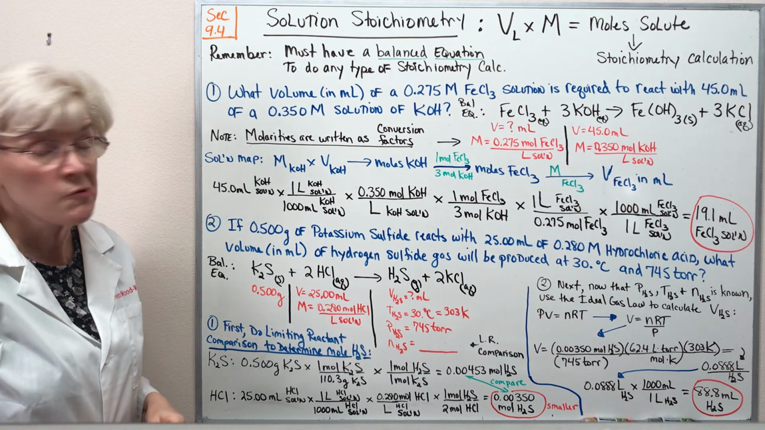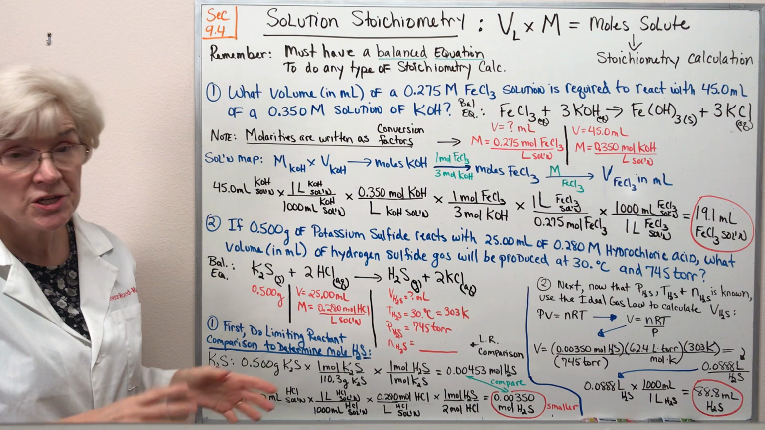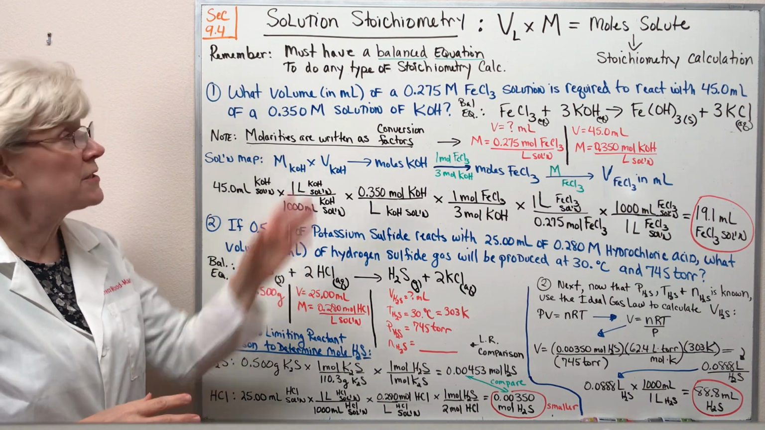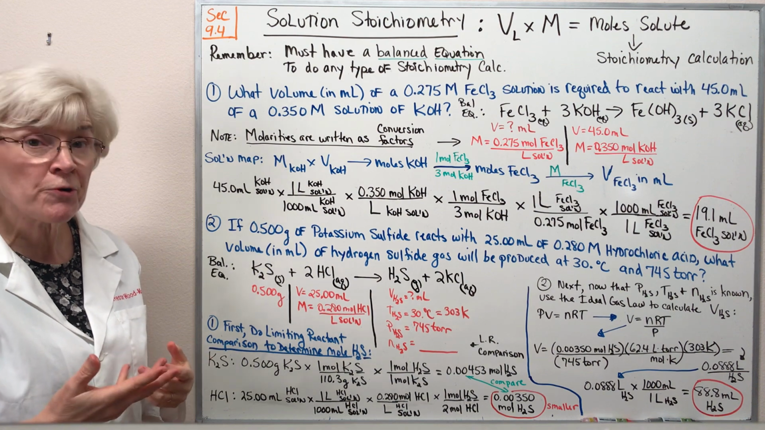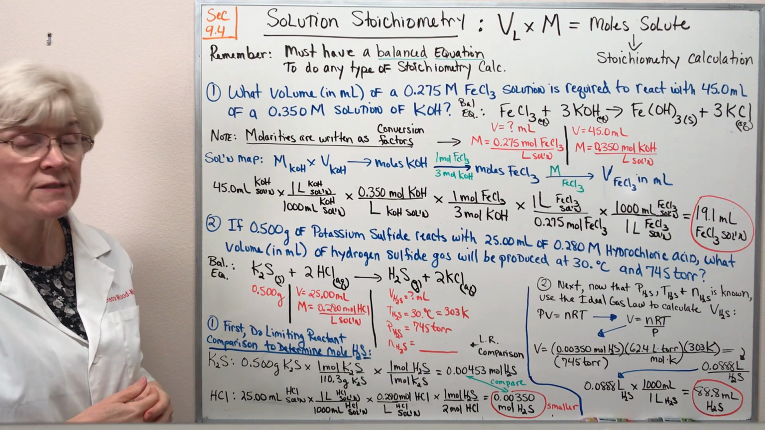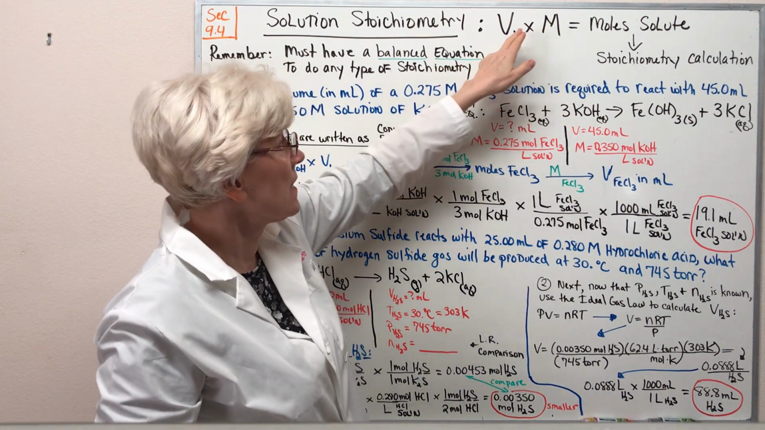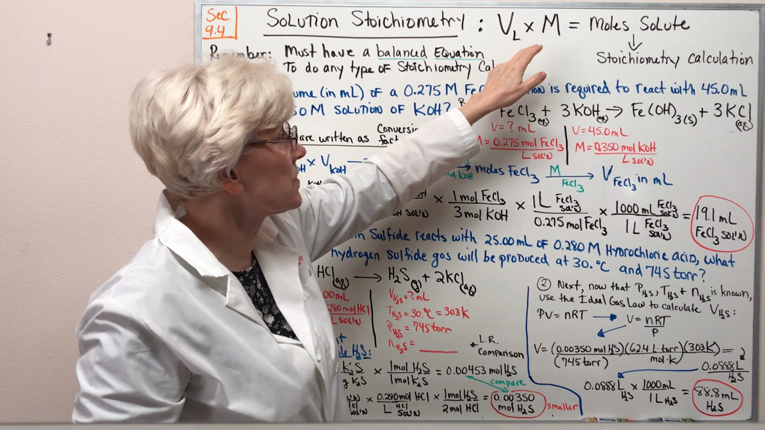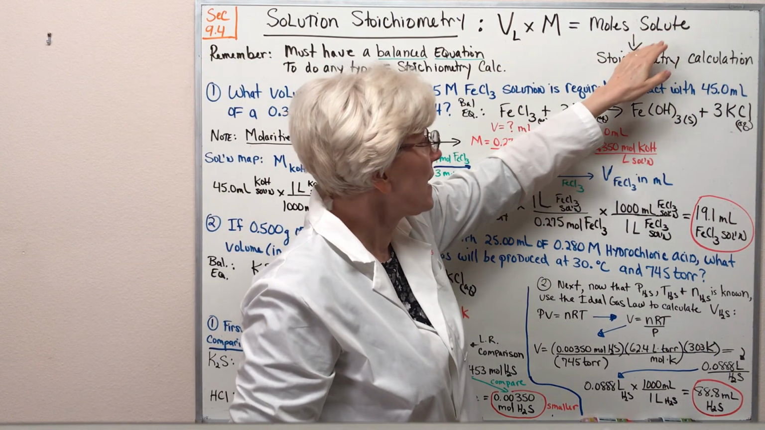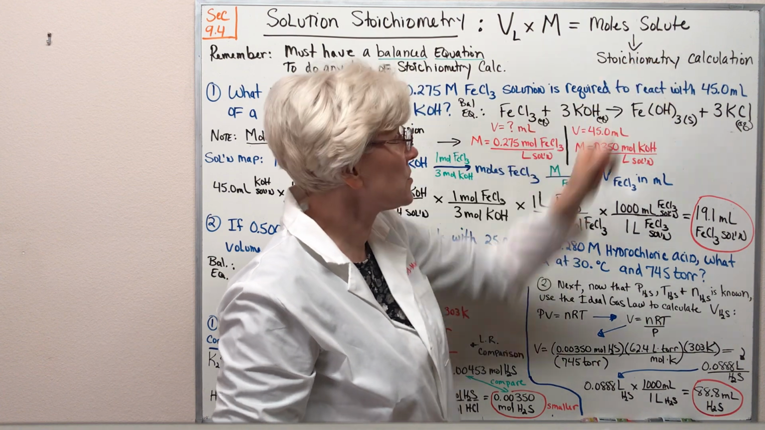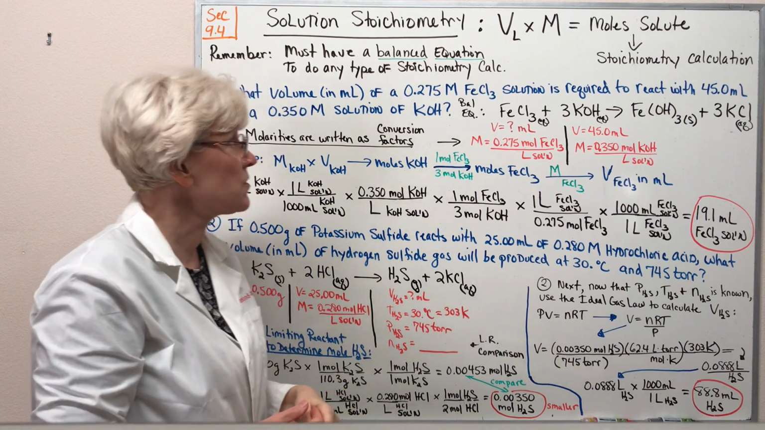In section 9.4 of chapter 9, we see an important application of solution calculations to solution stoichiometry, reactions where one or more reactants are present dissolved in solution. If you know the molarity of the solution and the volume in liters of the solution, you can calculate the moles of solute present, and then you can segue into a stoichiometry calculation for a reaction occurring in solution.